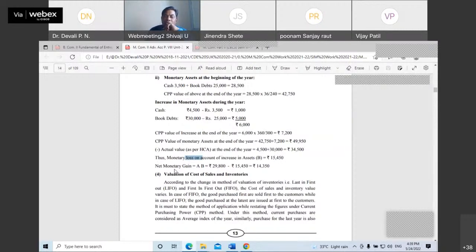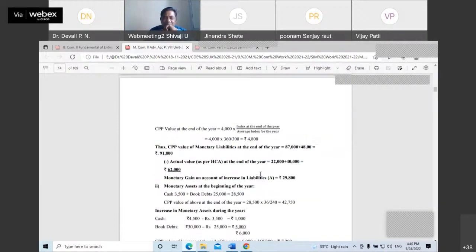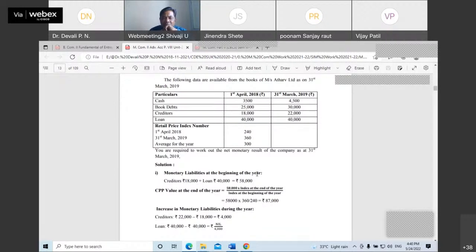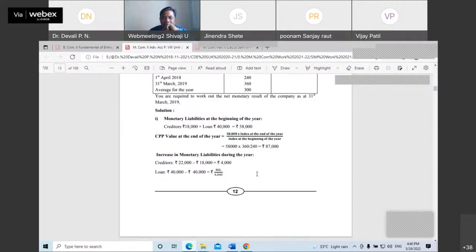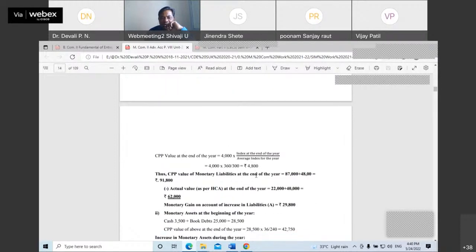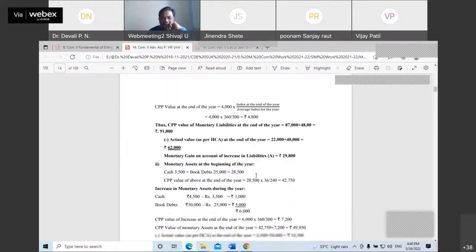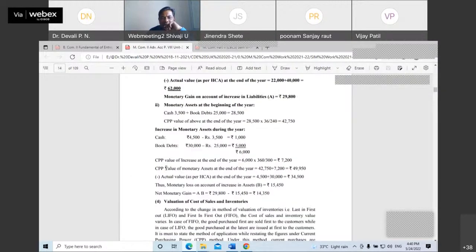That is the loss. So the monetary loss on this particular account is 15,450. And here the monetary gain is there. What has happened here? Monetary gain 29,800 minus 15,450. You are getting 14,350. So this is nothing but the kind of reflections we get in the calculation of monetary liabilities and monetary assets, and whether we are suffering from these particular things that we can consider.